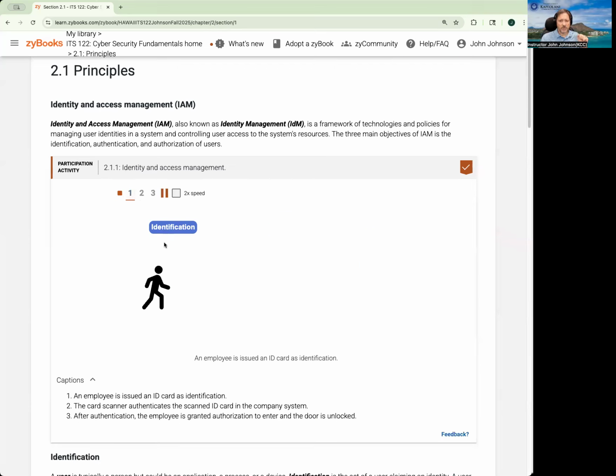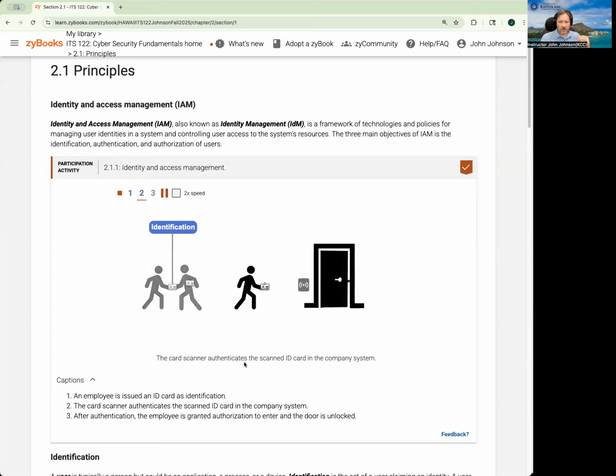So we'll go ahead and start our demo here. An employee is issued an ID card as identification. So this is when they present their proof of who they are, their government issued ID or whatever, they get their identification, and then we go to the next step. The card scanner authenticates the scanned ID card in the company system. So they're authenticated when they've actually verified their identification.